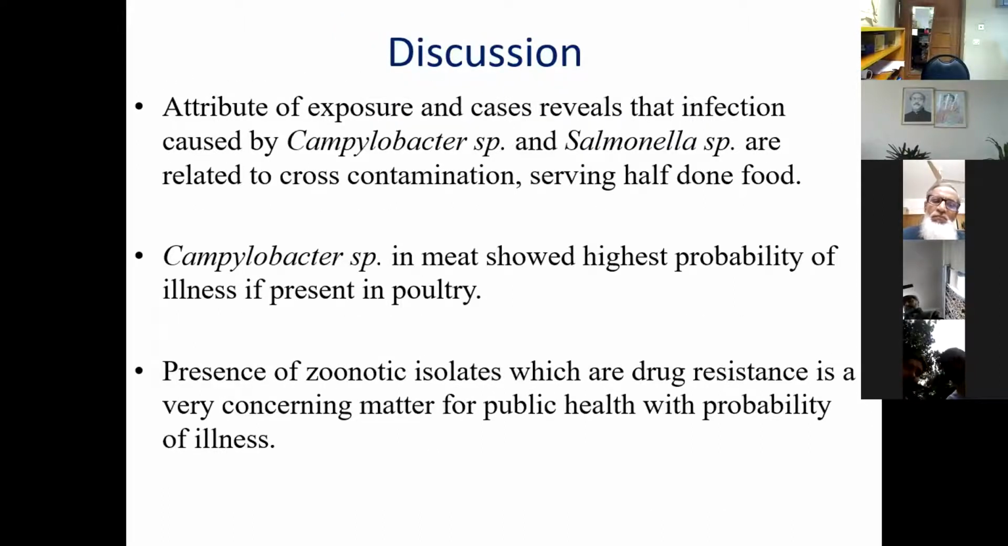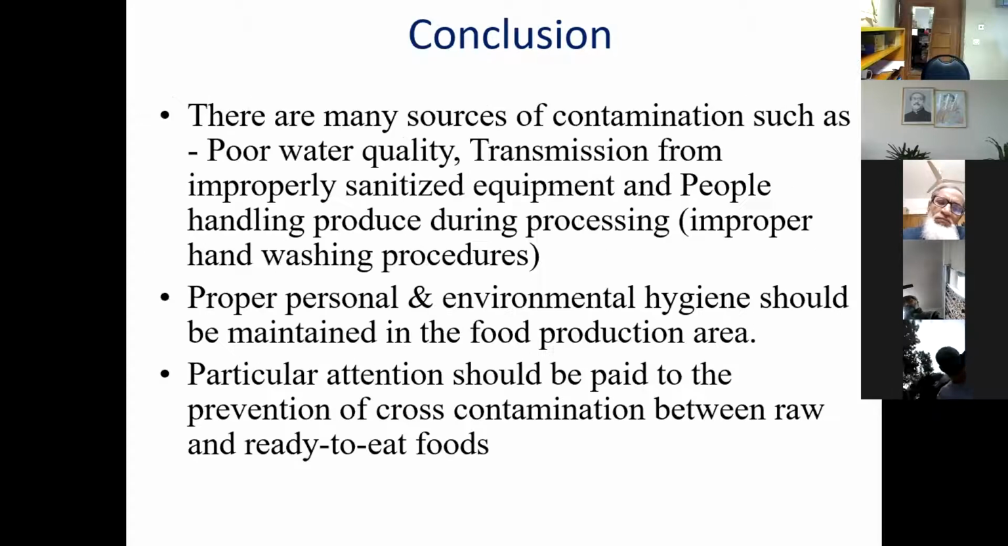The attributes of exposure and the cases reveal that infection caused by Campylobacter species and Salmonella species are related to cross-contamination and serving half-done food. Campylobacter species in meat showed the highest probability of illness if present in poultry. The presence of zoonotic isolates, which are drug resistant, is a very concerning matter for public health.